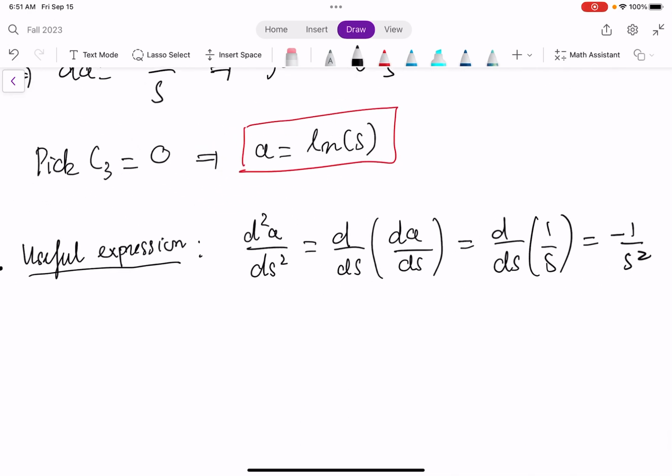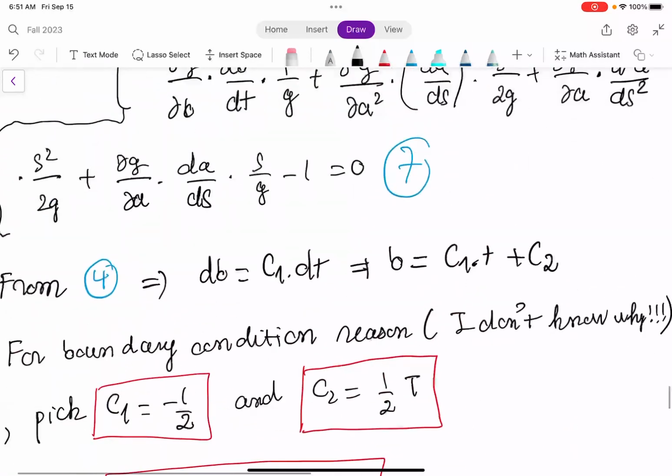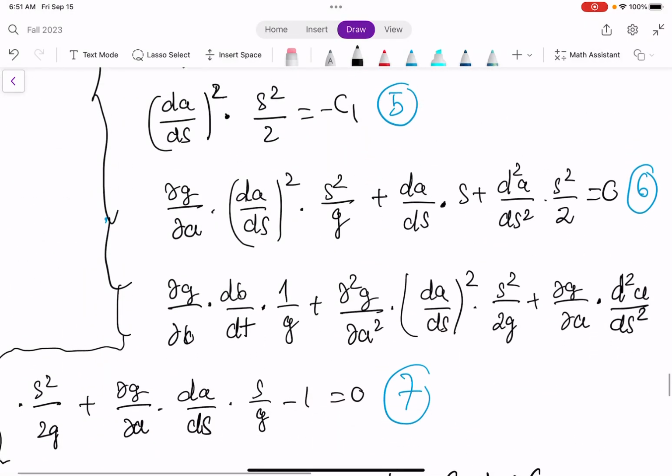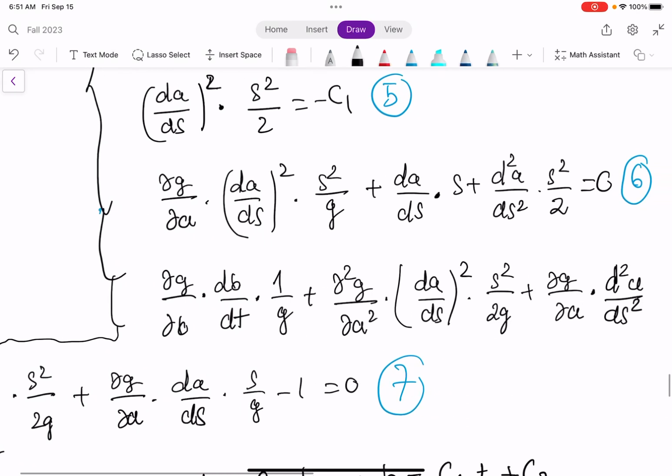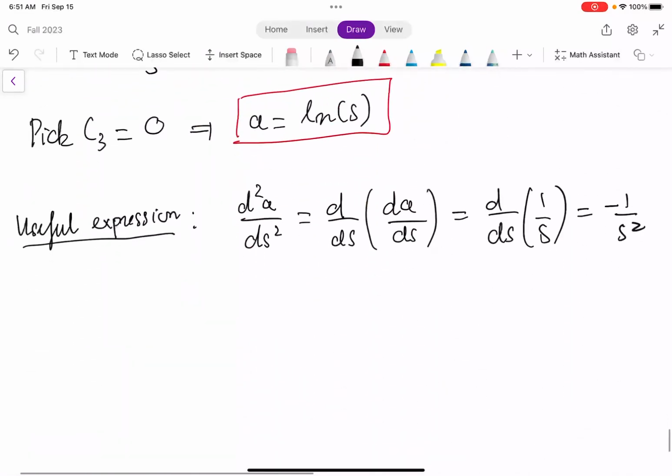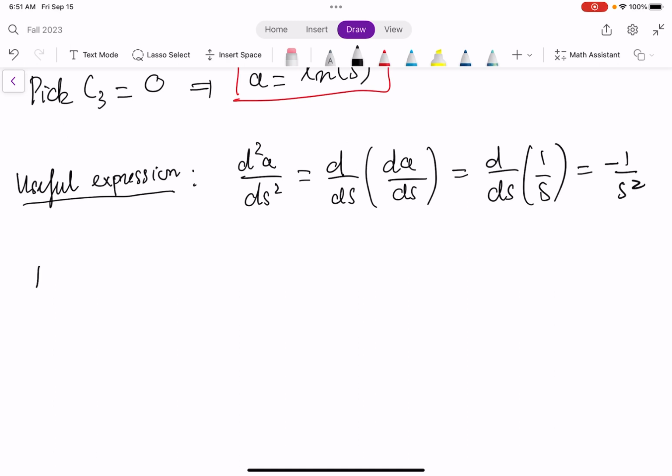Now 6 and 7 are going to be our main equations, the long ones. Now that we have our a and our b, we can go ahead and solve for 6 and 7. You notice that 6 and 7 have these terms: d squared a over ds squared, dA over ds. That's why we calculated them in advance, so we can just substitute in very simply, and similarly for 7.